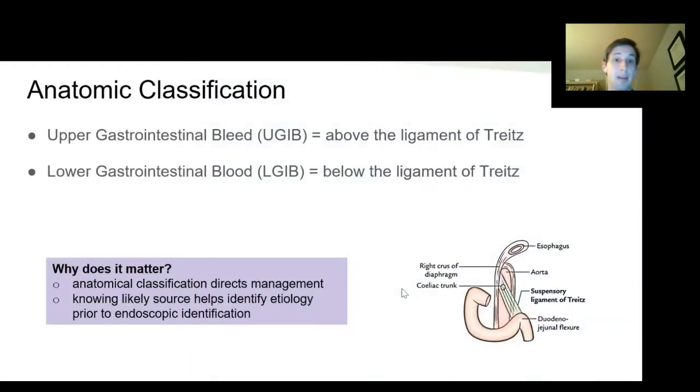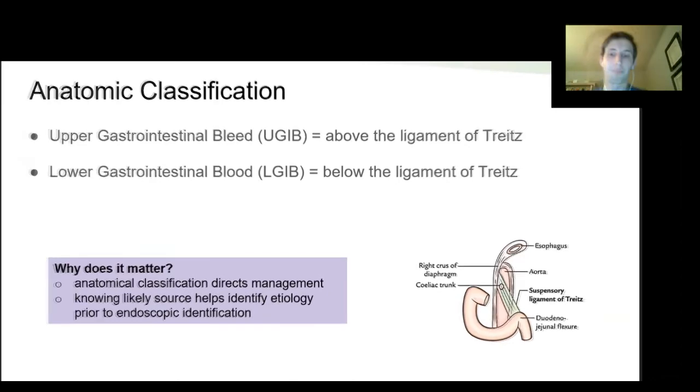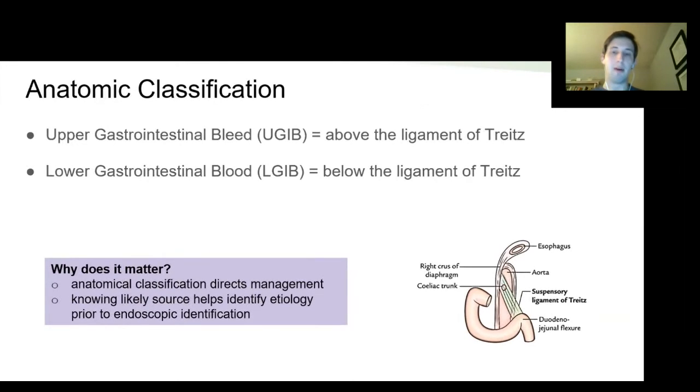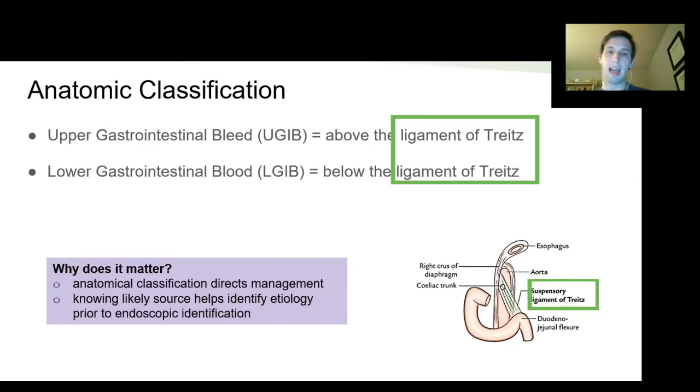So the main anatomical classification that's used is the upper versus a lower GI bleed. And that's based on being above or proximal or distal or below the ligament of Treitz, which is used as an anatomical landmark to distinguish between the two.